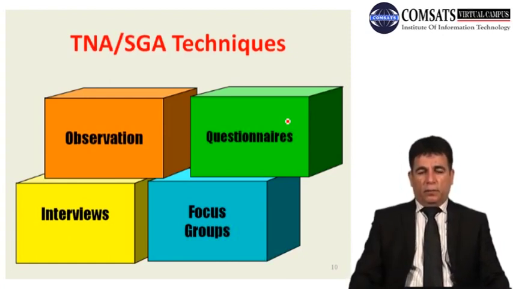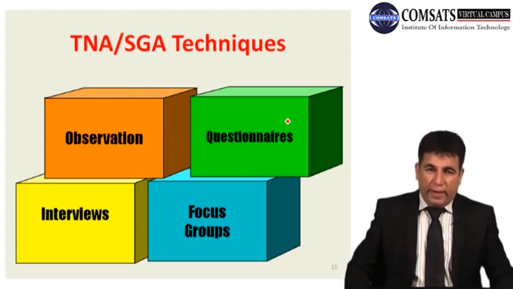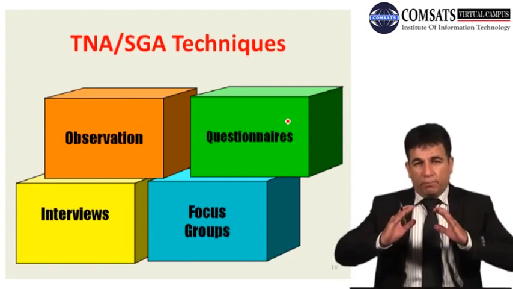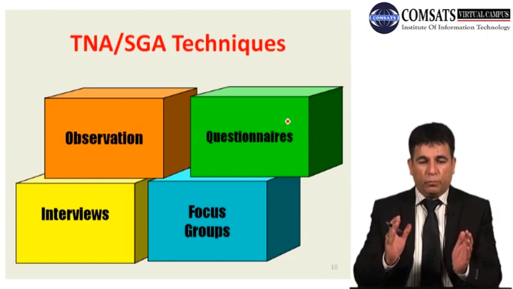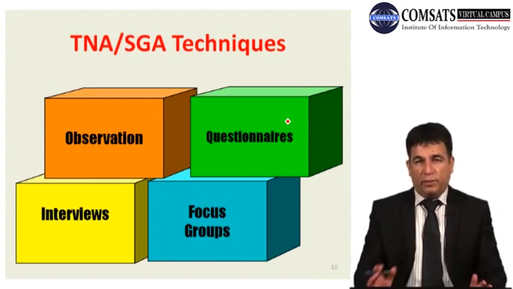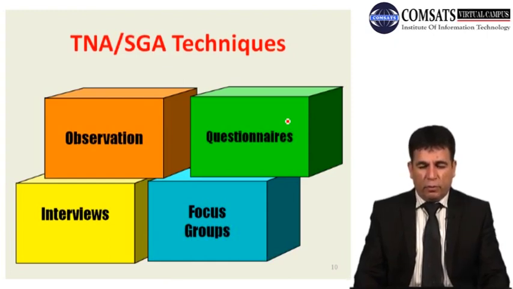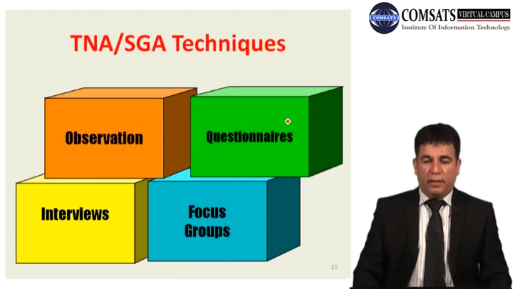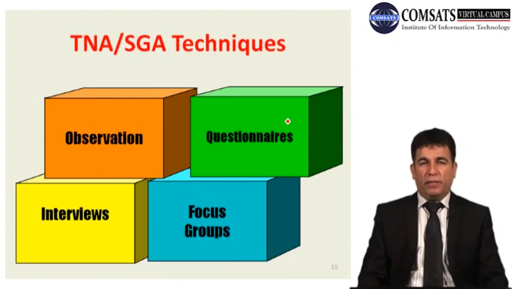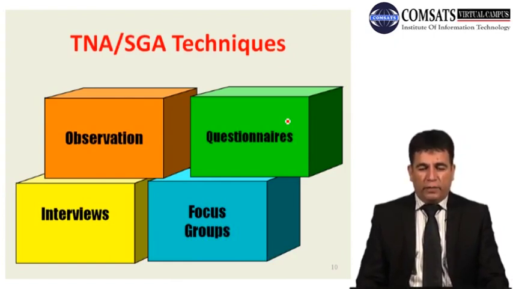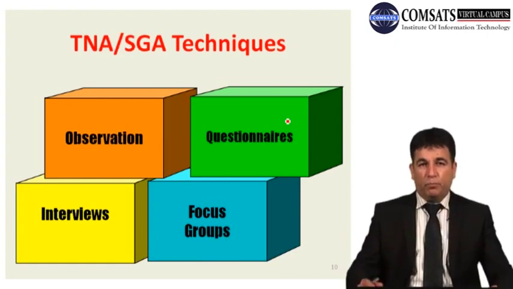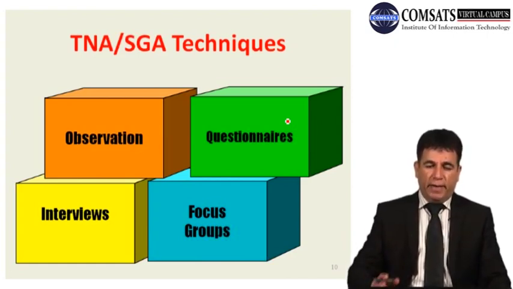Now observation means that you observe your colleagues, you observe your juniors, you observe your employees in the organization, how they are performing on the job, and then what are the deficiencies. Another method is questionnaires. You give a disguised questionnaire to your employees. Now disguised means that the name requirement is not there on the questionnaire, or even the signature requirement is not there. So you develop a questionnaire, you give it to your employees, and then they respond in writing and communicate what their weak areas are.